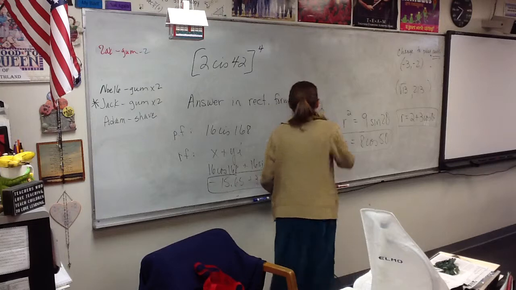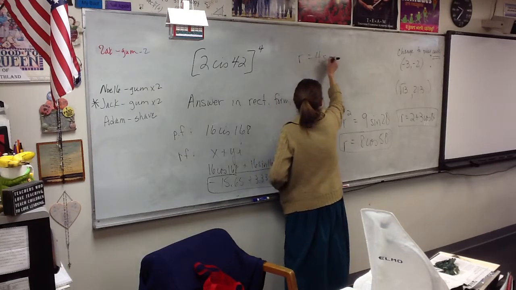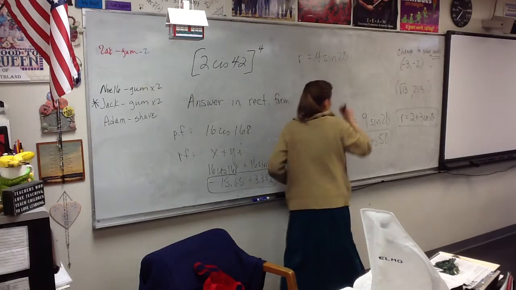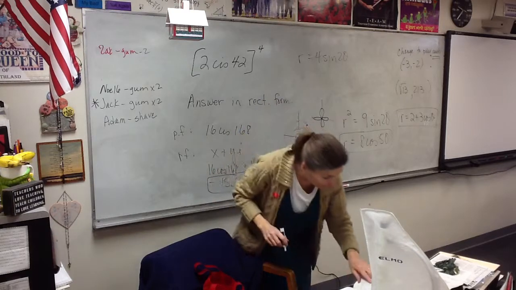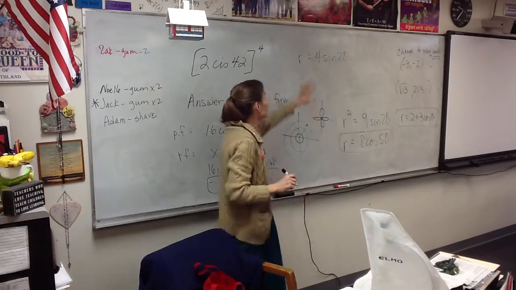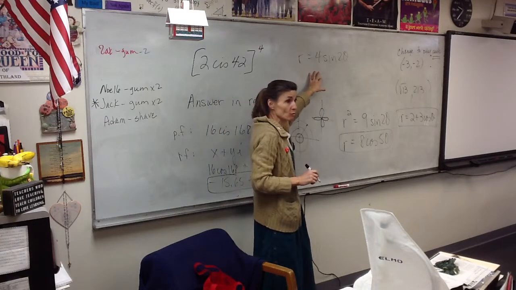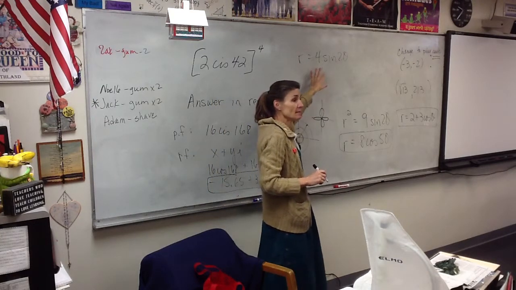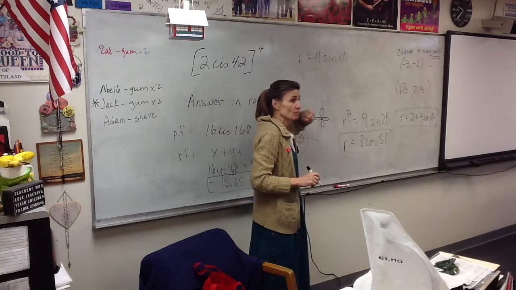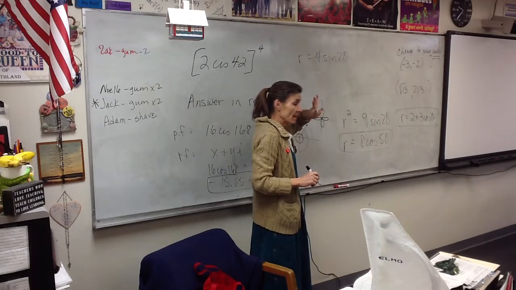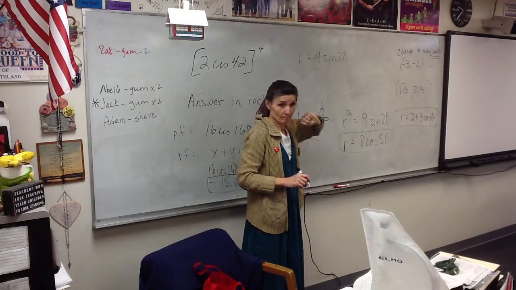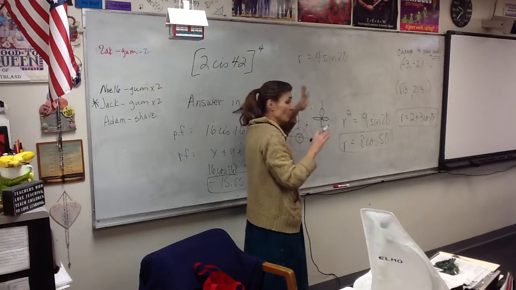Here's the deal. If we just graphed 4 sine 2 theta, this is a rose. How many leaves would this have? 4 leaves. And they would be how long? 4. Okay? Everybody's good with that.